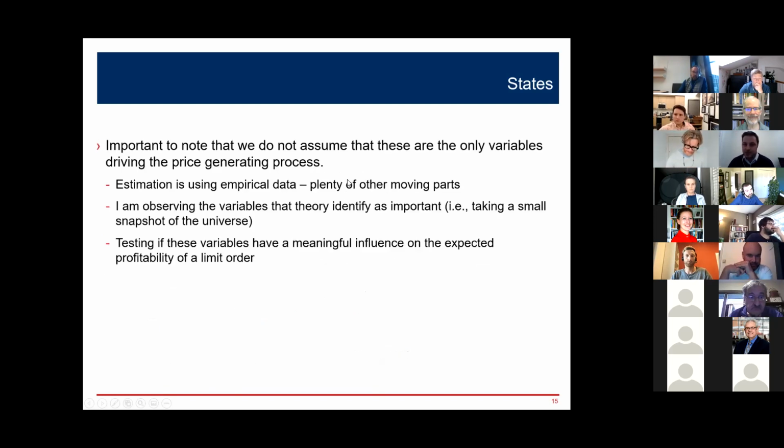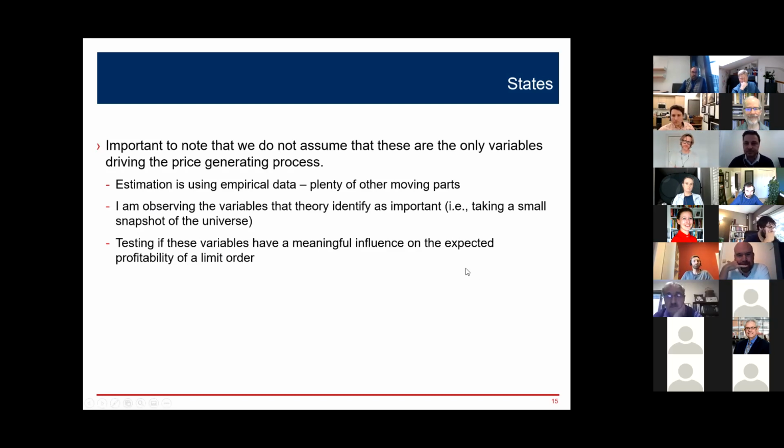Okay, one thing to think about though is just note that these states aren't really assuming that that's what's driving the data generating process or the price generating process. This is just estimation of empirical data. In that empirical data, there's plenty of other moving parts. There's volume at all the other price levels that could be driving the price process. So I'm just looking at a snapshot of the variables that theories teased out as being important, taking a pretty small snapshot of the universe and then testing, are these variables important in that data generating process?